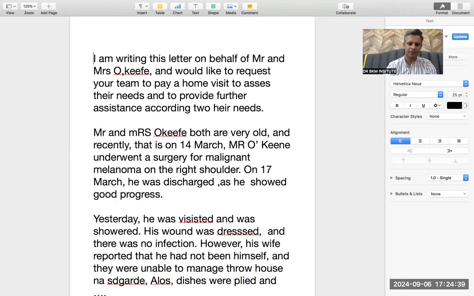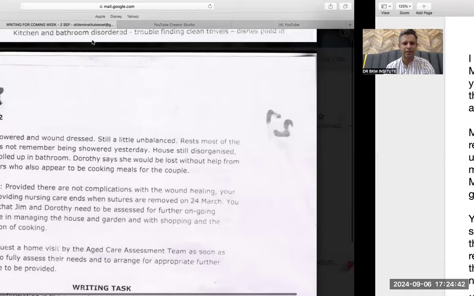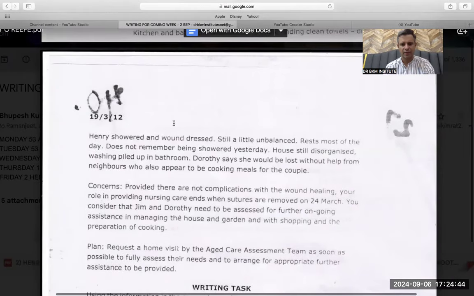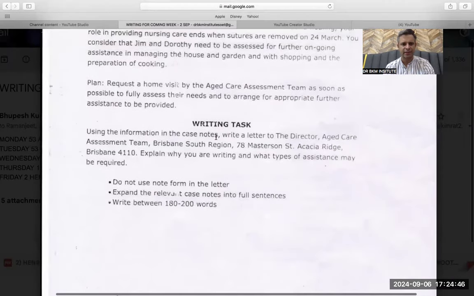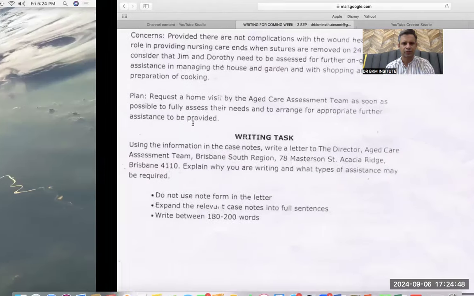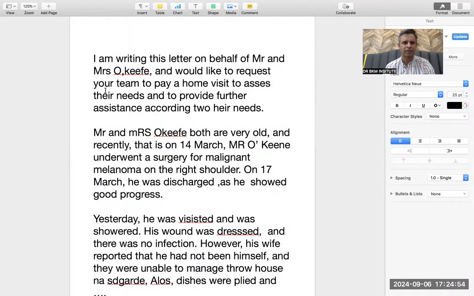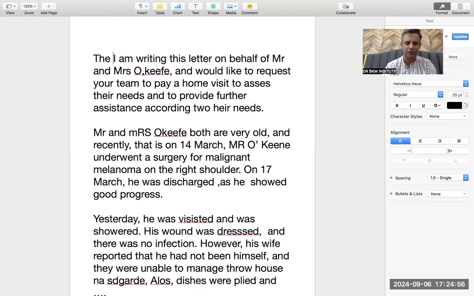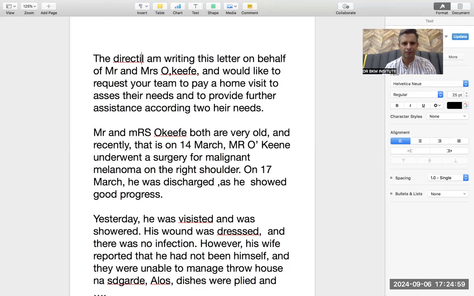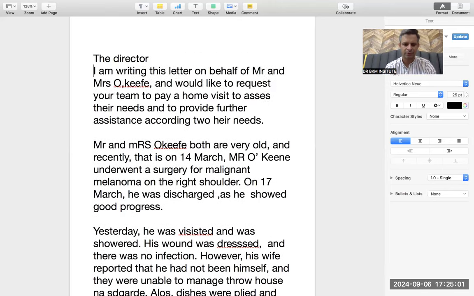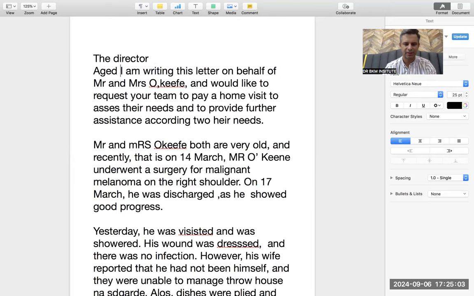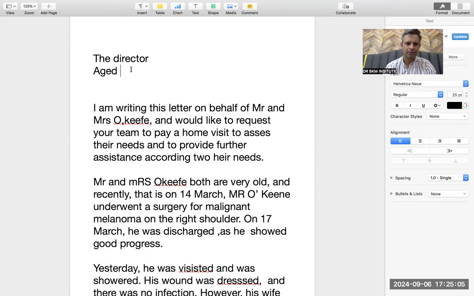Whom are you writing the letter to? I will write the complete way of writing it. Director, aged care team. So director, aged care assessment team, BSR, whatever. Oh, this is a long address. So you can write it, but I will write it for you. The director. That is how you start the letter. Aged care assessment team. That is the way of writing the OET letter.